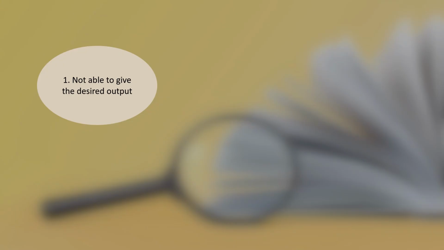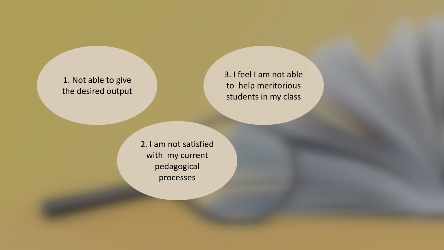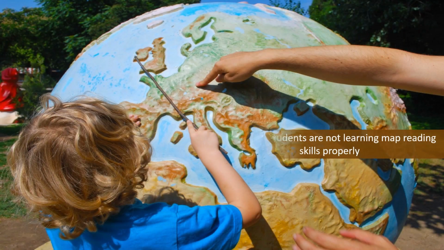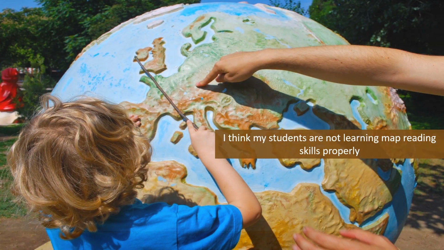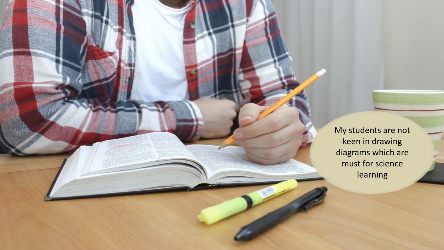There are some more questions placed before you. What makes you dissatisfied with your profession? Some of you may give answers like these: I'm not able to give the desired output, I'm not satisfied with my current pedagogical processes, I feel I'm not able to help meritorious students in my class, I'm noticing some students constantly creating indiscipline in my online classes, I think my students are not learning map reading skills properly, I feel a few students in my class are not at all attentive, my students are not keen on drawing diagrams which are a must for science learning.